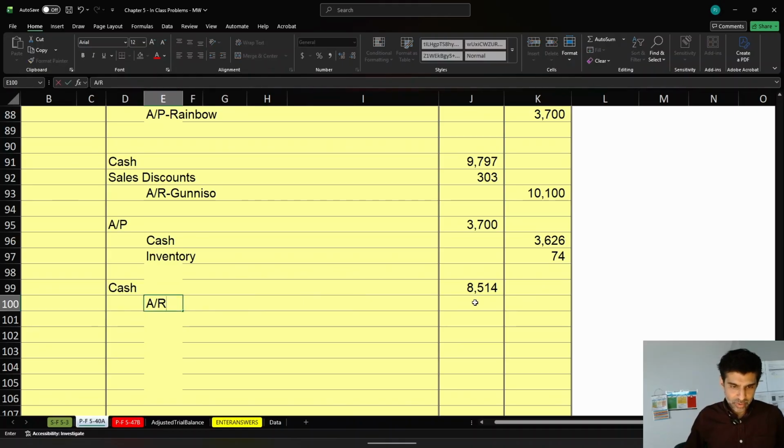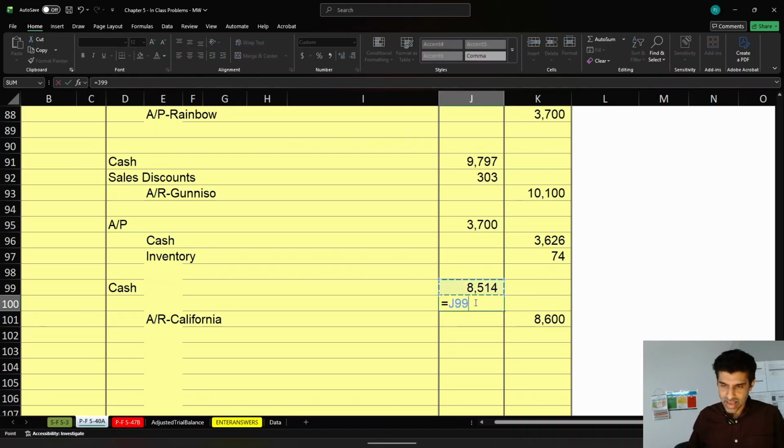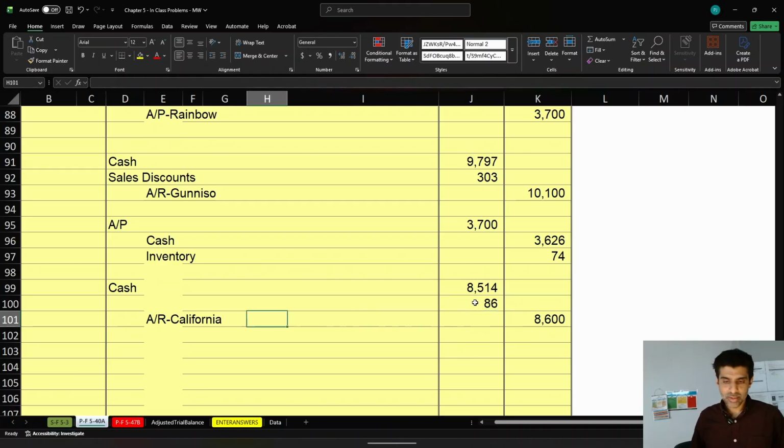My accounts receivable for California needs to go to 0, which I think was 8,600. Okay, so I need to bridge this gap of $86, and that's going to go to sales discount.